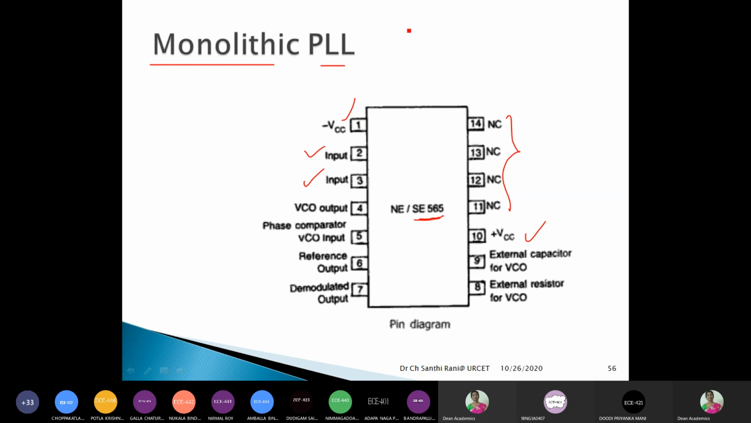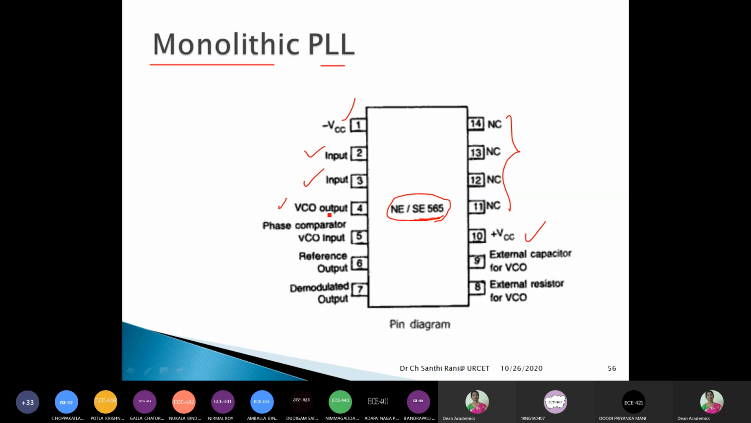I think the block diagram that we have seen till now is the PLL in general, right? After that, there are some PLL ICs available in the market. Of course, the first was Signetics Corporation. Later, many others, Motorola and others, also released some PLLs. And now we are talking about, as per our syllabus, the NE/SE 565.